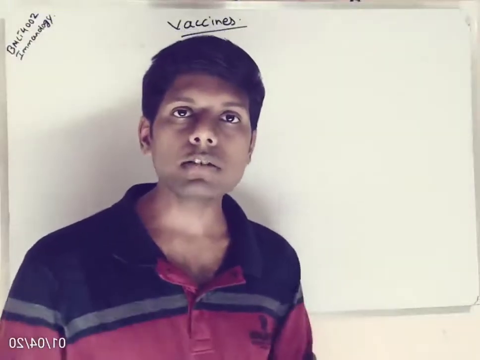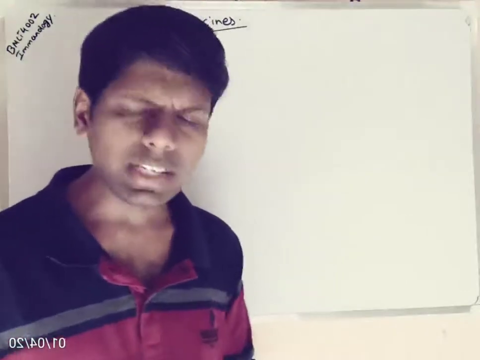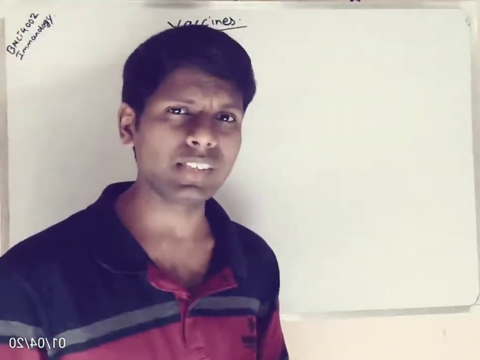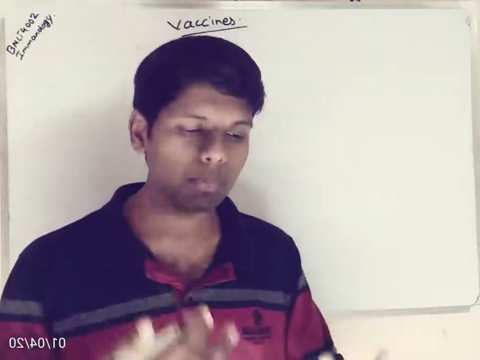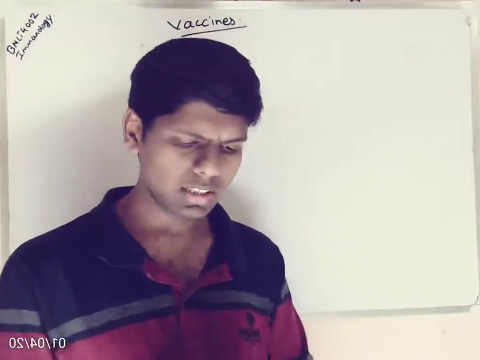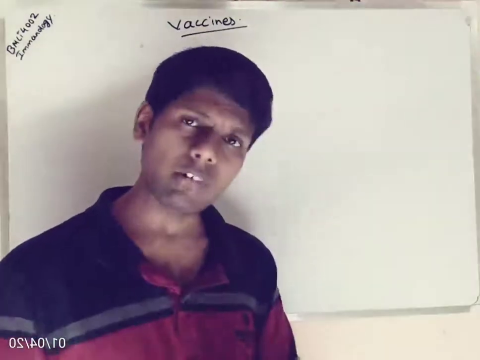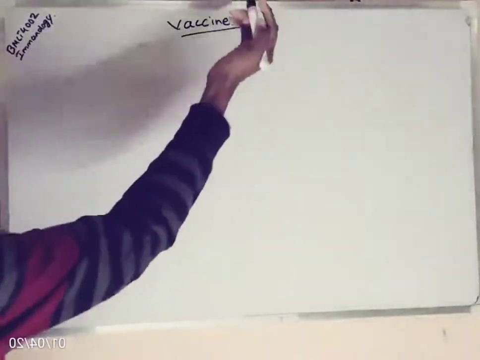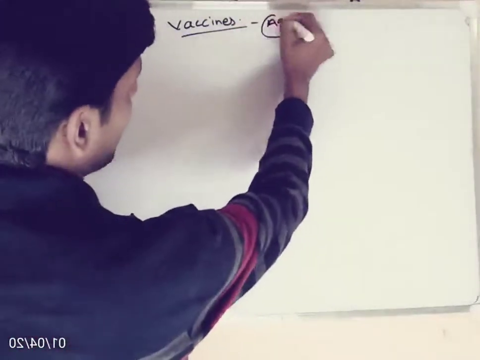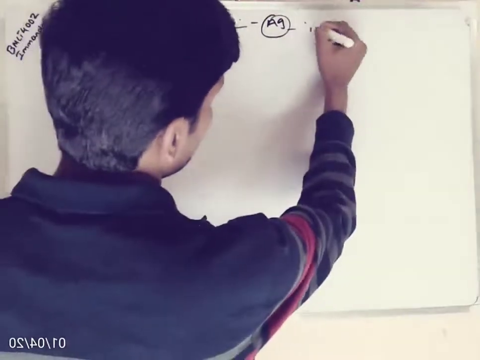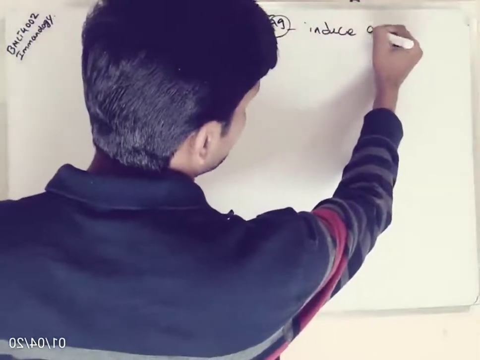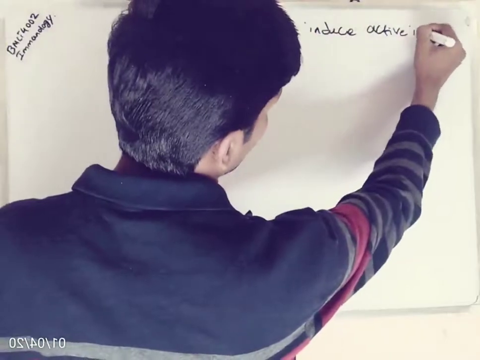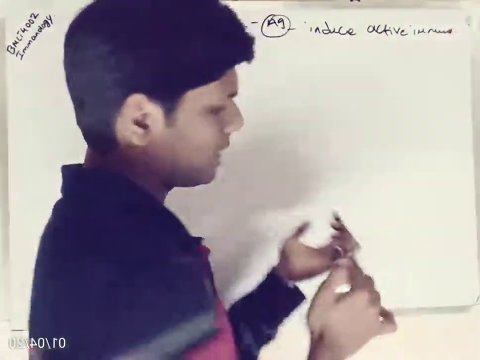So in this lecture, I'm going to discuss vaccines. What are vaccines, why do we need vaccines, and how do vaccines develop immunity towards any particular thing? Can anyone say what vaccines are, students? Let me give you one example. Vaccines are substances, antigens, that will induce immunity. They will induce active immunity. So what is active immunity and passive immunity?